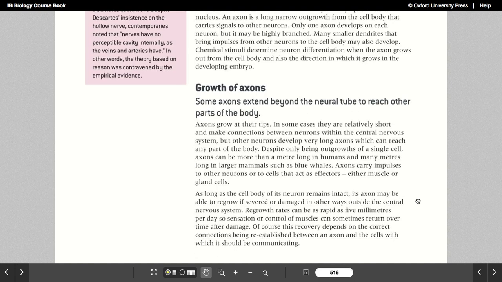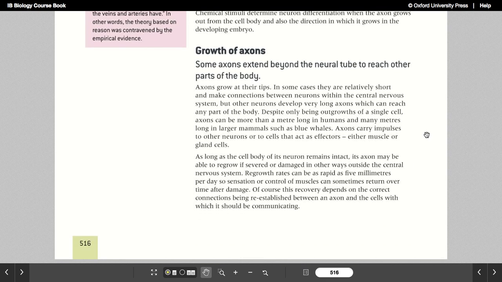Okay, and then some axons grow beyond the neural tube, reach other parts of the body, and this would be an example if we're talking about motor neurons. Motor neurons have their cell body inside the central nervous system, but their axons climb out to the peripheral nervous system. So if you recall, there's central and peripheral nervous system. Central is going to be your brain and your spinal cord. Peripheral are all the other nerves.